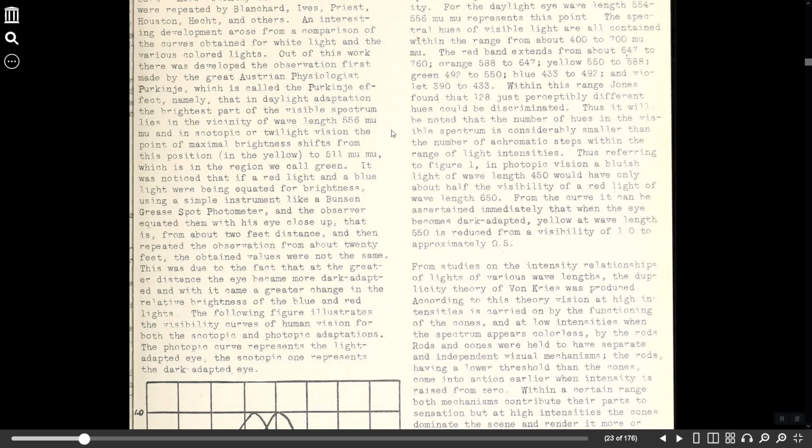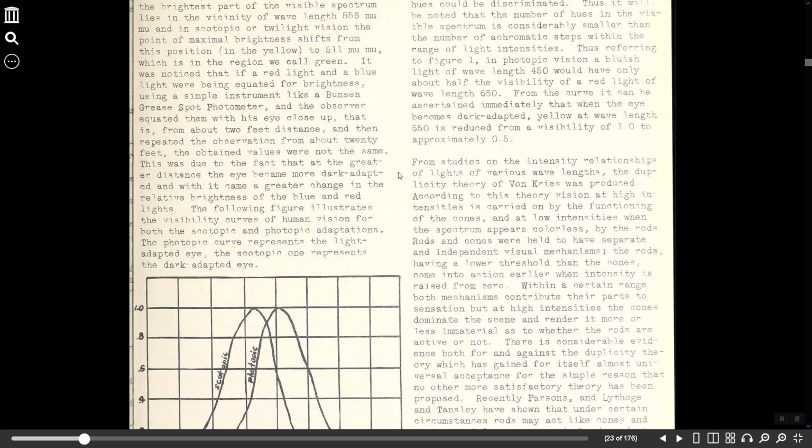Thus, referring to Figure 1, in photopic vision, a bluish light of wavelength 540 would have only about half the visibility of a red light of a wavelength 650. From the curve, it can be ascertained immediately that when the eye becomes dark adapted, yellow at wavelength 550 is reduced from a visibility of 1.0 to approximately 0.5.